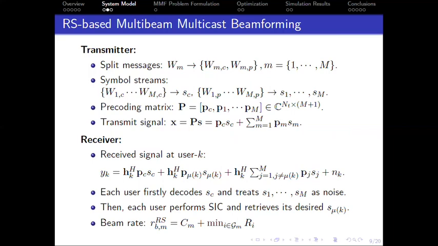Then we obtain the transmitted signal and the signal received at user K. At the user side, each user first decodes the common stream at C by treating all the private streams as noise. After the common stream is decoded and removed through SIC, each user then decodes its desired private stream by treating all the other interference streams as noise. The beam rate is composed of a common rate portion and a private beam rate.